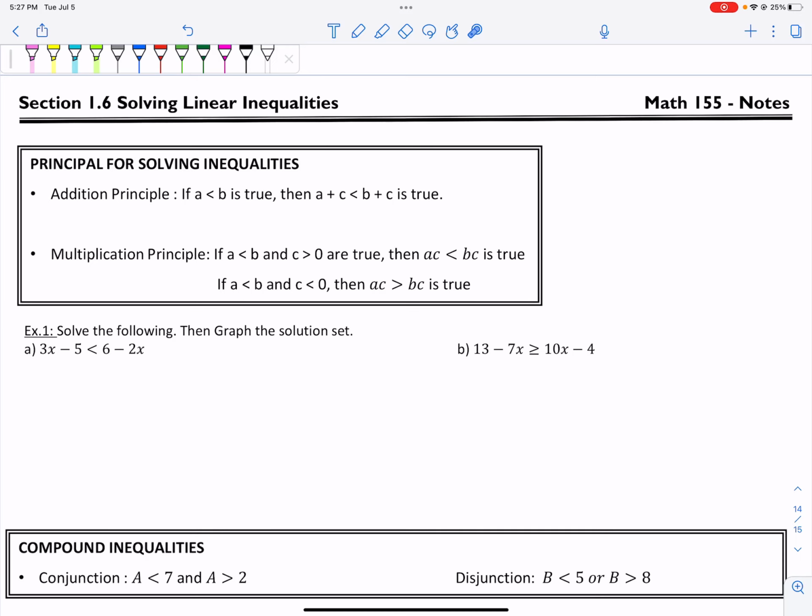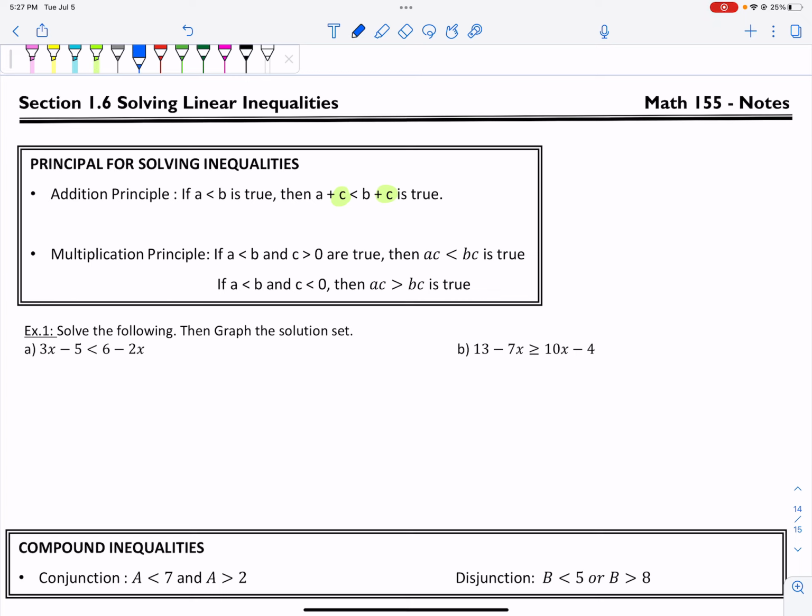In this video, we will learn how to solve linear inequalities. We have some rules for solving inequalities. We have the addition principle. If A is less than B is true, then A plus C is less than B plus C.